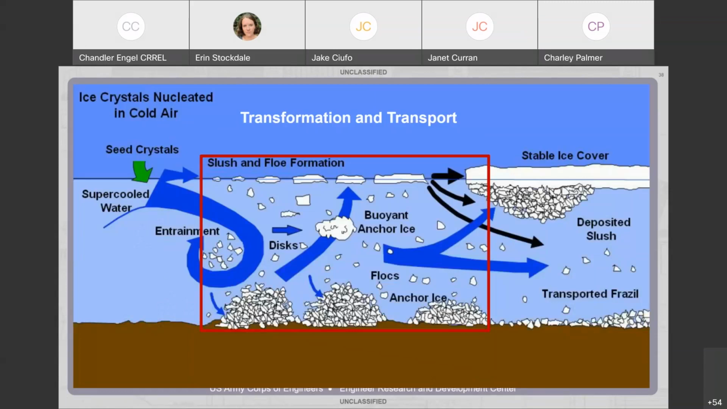Okay, so this is that cartoon again of the Frazil ice. We've covered the basic processes of anchor ice formation, Frazil slush, and flow formation. So also to note, Frazil can remain entrained in the flow too and move downstream. So it doesn't have to go into either of those categories yet.